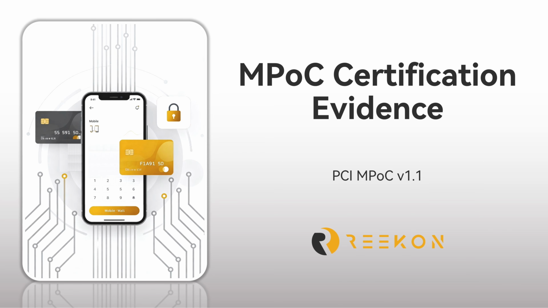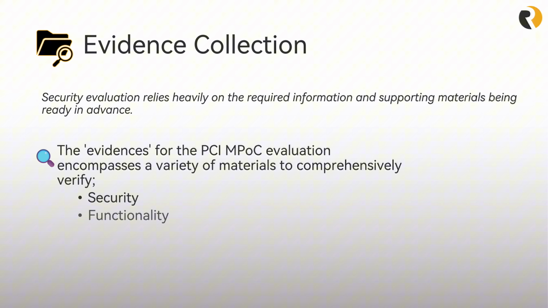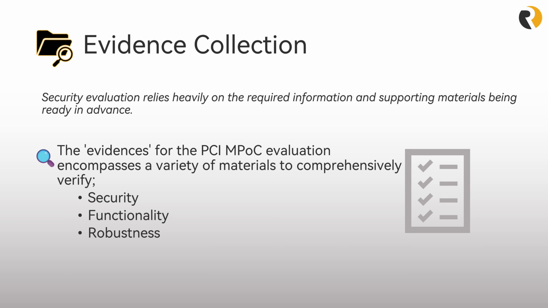In this part of our mini-series, we focus on a critical part of certification preparation, certification evidence. Besides the assumed readiness of the solution based on PCI MPoC, there is also heavy emphasis on the evidence supporting this to be made available for the security evaluation. Security evaluation relies heavily on the required information and supporting materials being accurate, up-to-date, and ready in advance. The evidence for the PCI MPoC evaluation encompasses a variety of materials to comprehensively verify security, functionality, and robustness.